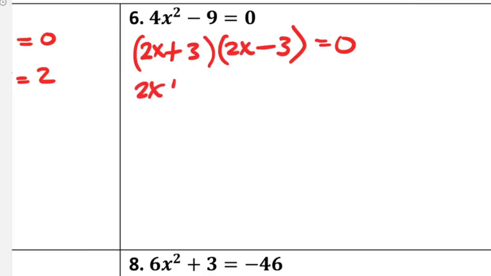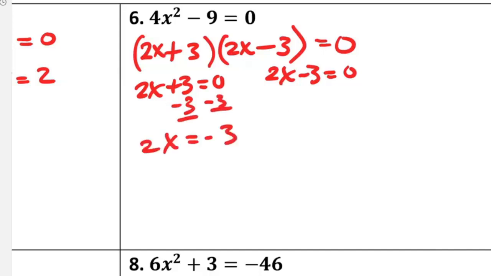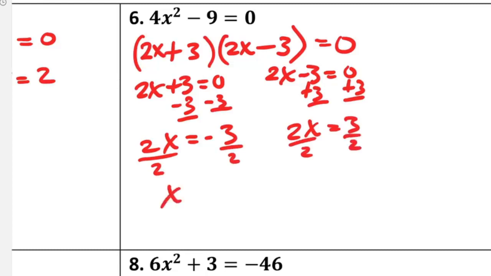Setting each of the factors equal to 0. It's a two-step equation. We're going to subtract 3 in the first case. We're going to add 3 in the second case. And finally divide by 2. So we get positive 3 over 2, negative 3 over 2. We could just write this as plus or minus 3 over 2.